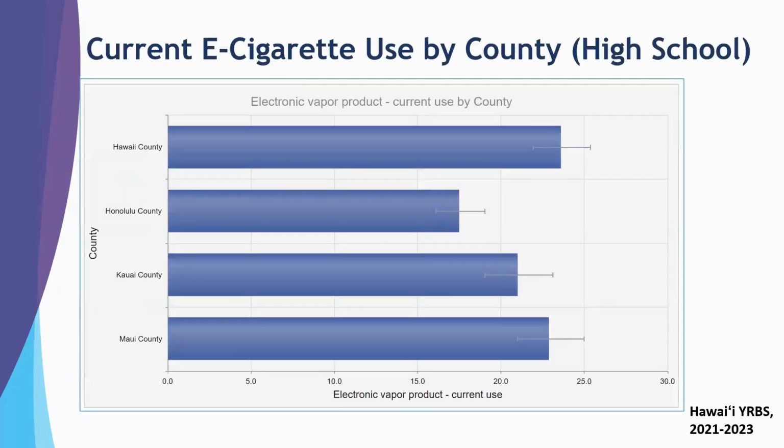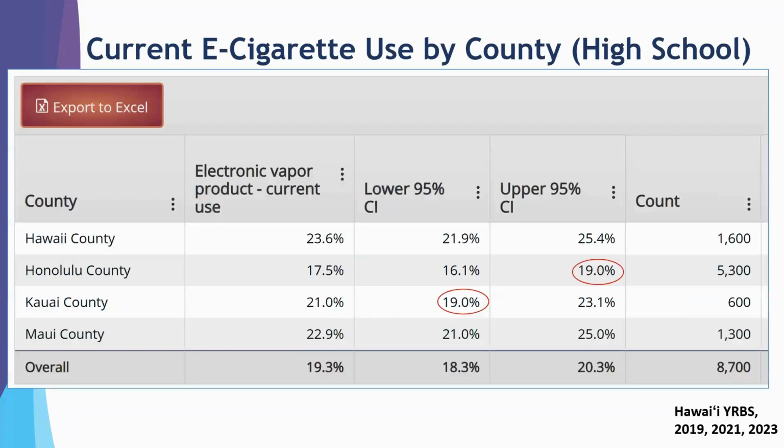Here's another example. This is current e-cigarette use among public high school students in Hawaii by county. There's some easily identifiable differences. Hawaii County has a higher rate than Honolulu County, but there's some where it's a little harder to tell, like Honolulu versus Kauai. So in this situation, you just consult the data table.